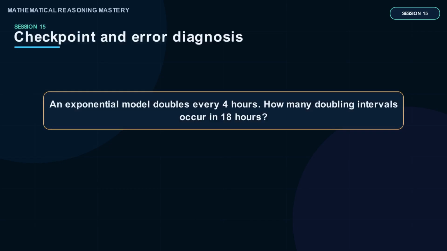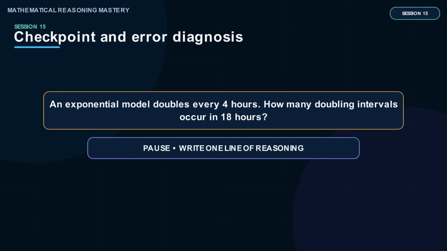Try this checkpoint without copying the example. An exponential model doubles every 4 hours. How many doubling intervals occur in 18 hours? Decide which mathematical fact controls the answer. Pause and write one line of reasoning before committing. A visible decision is easier to inspect, explain, and correct than an unsupported guess.